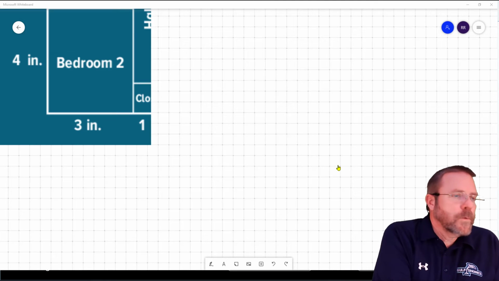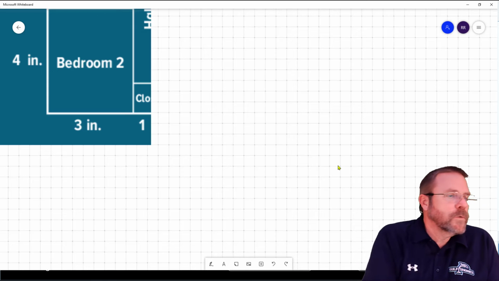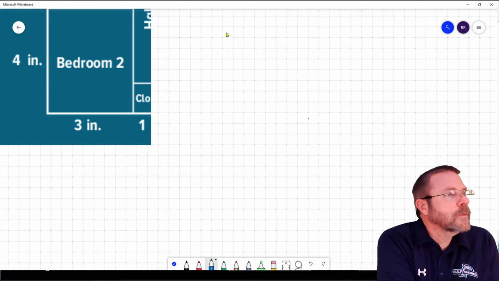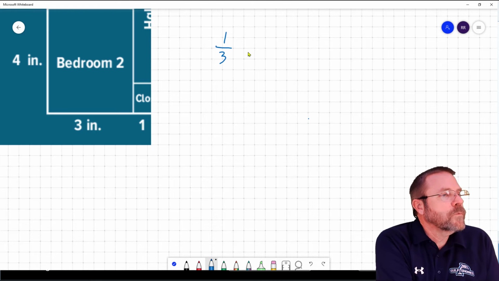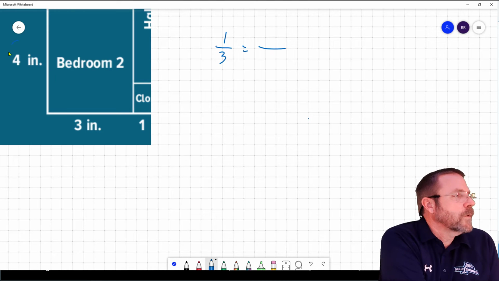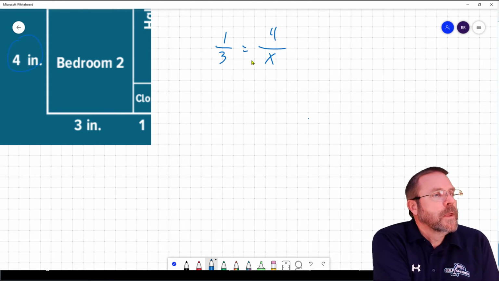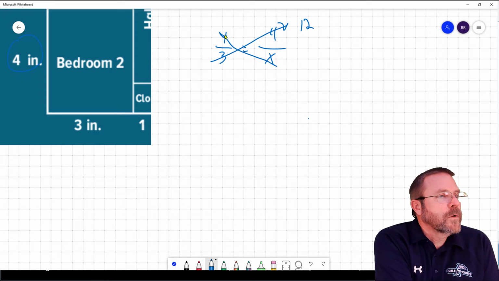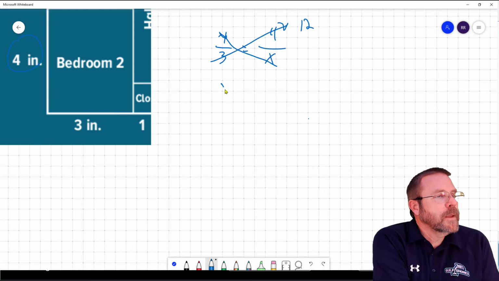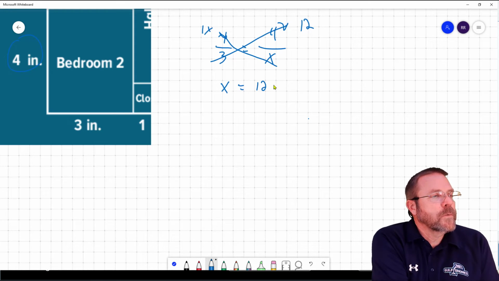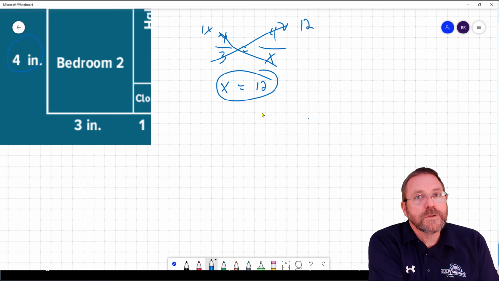So let's take a look at how we're going to set this up. First thing we need to do is set up our proportions. So I can say that 1 inch is to 3 feet, as, I'm going to focus on that one, 4 inches is to some unknown number of feet. We'll call that x. We're going to do our cross products. 3 times 4 is going to be 12. 1 times x is going to be 1x, so x is going to equal 12, which is going to be one of our dimensions.